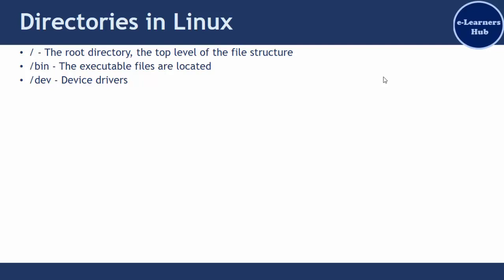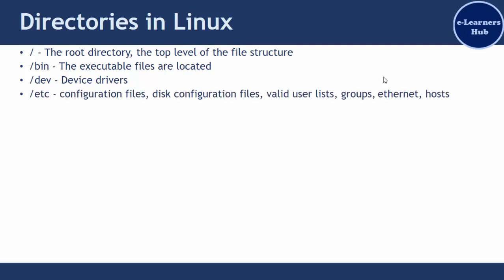Then we have the dev directory that holds all the device drivers. Whatever device drivers we use in our system, all of them are stored in the dev directory. Then we have etc. The etc directory holds all the configuration files and hidden files. It holds information about the groups, users, Ethernet and many more, especially various configurations about the system, the users and the groups.